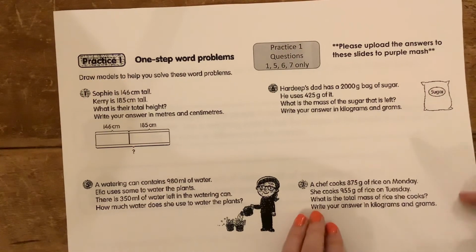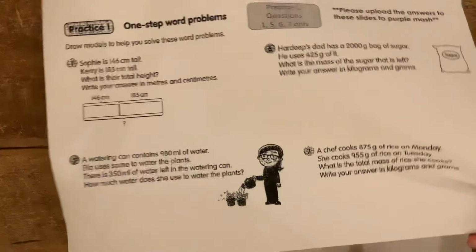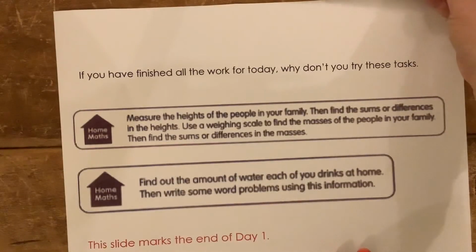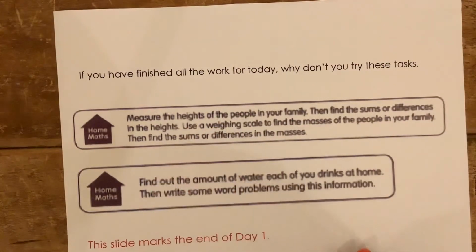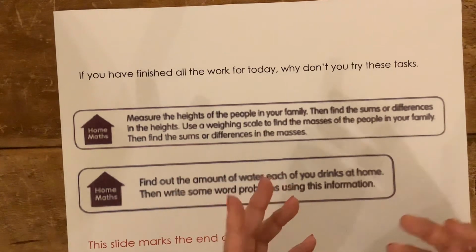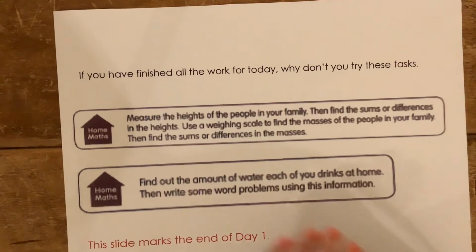If you finish those and you want to have a bit of a challenge, I would like you to have a go at doing some home maths. So can you measure the heights of people in your family and then find the sums or differences in the heights? Use a weighing scale to find the masses of the people in your family, and again find the sums or differences in the masses. You might want to just weigh and measure some other items that you have around the house, and then find out how much water each of you drinks at home and write some word problems.